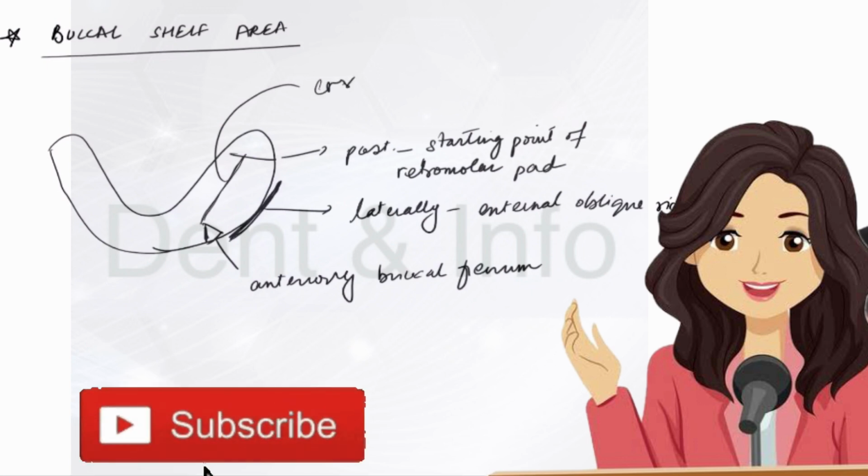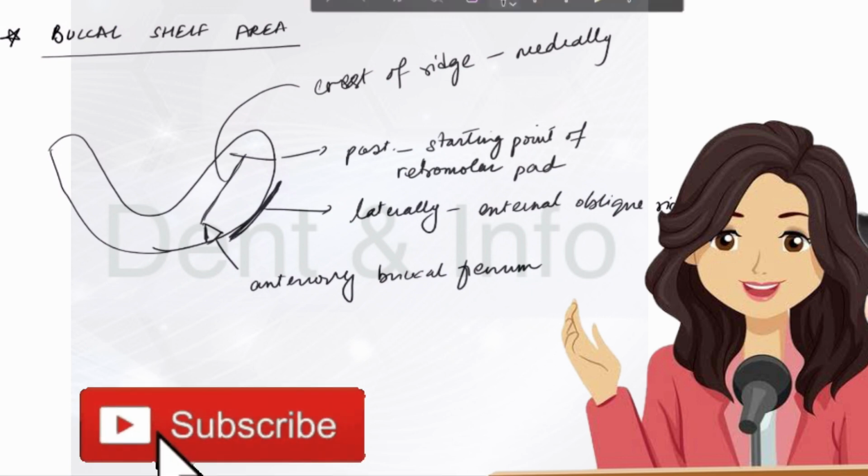So crest of the ridge on the medial aspects. Together, it is forming a boundary for you. You have medially the crest of the ridge, posteriorly the pad area, laterally the external oblique ridge, anteriorly your buccal frenum. The area that lies in between all of them forms your buccal shelf area.